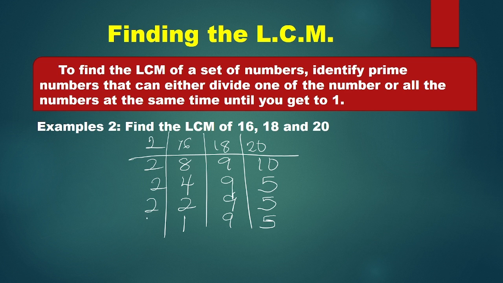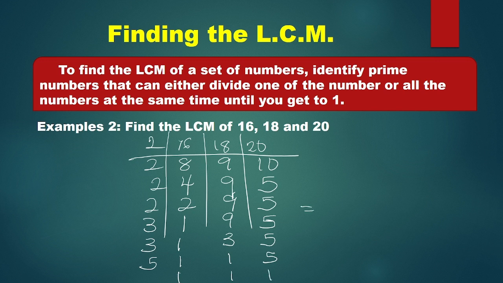I can still use 3 to divide 9, so 1 will just come down. 9 divided by 3 is 3. 5 divided by 3, we have a remainder of 2, so I'll bring down my 5. I can still use 3 to divide again, so 1. 3 divided by 3 is 1, and I'll bring down my 5. Then 5 will finally divide 5, so 1, 1, and 5 divided by 5 is 1.